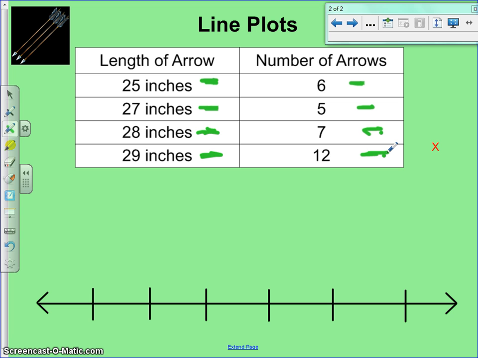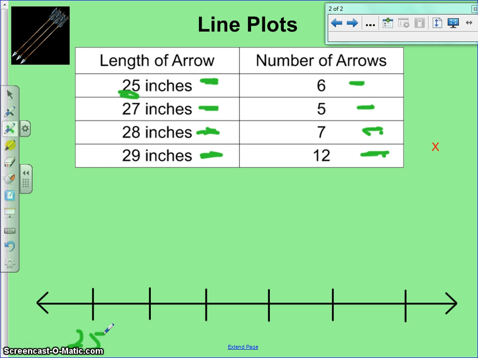And I do that by starting off by labeling my number line. I'm going to start off with my smallest number, which is 25. That's going to be the beginning of this number line, because I don't need to go any smaller than that, because I don't have any arrows that are smaller than 25 inches.